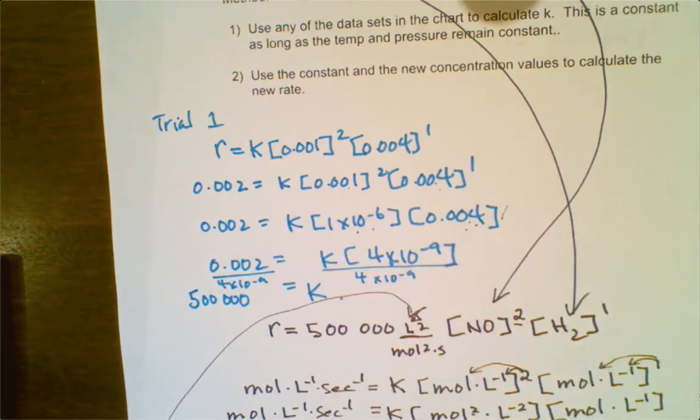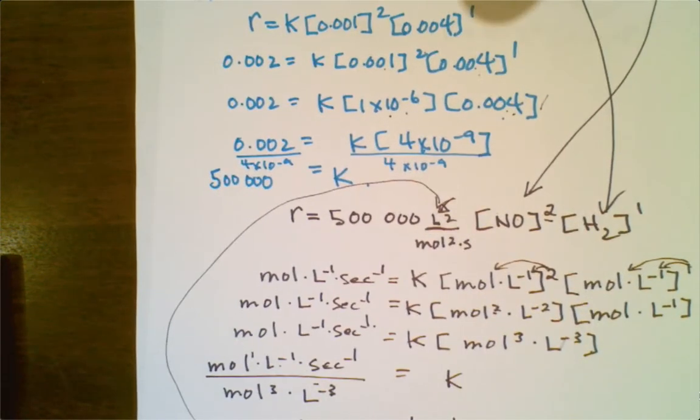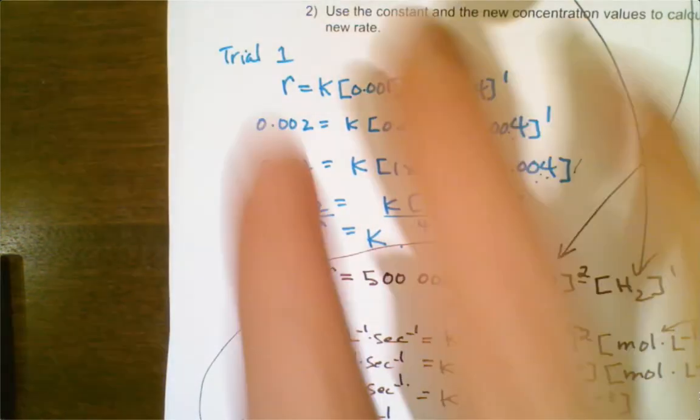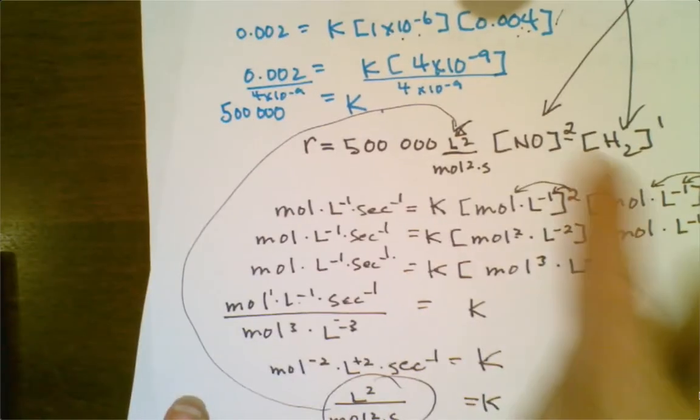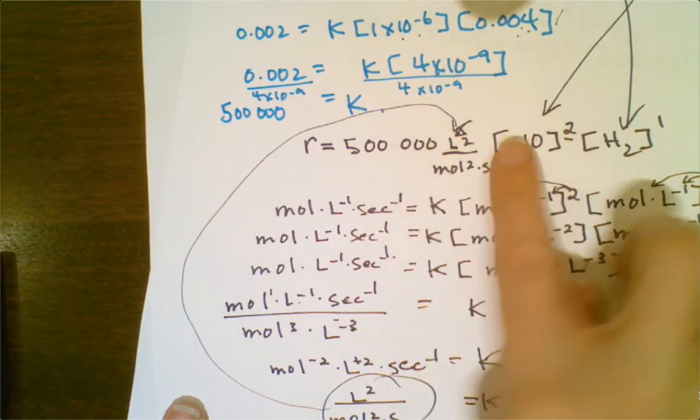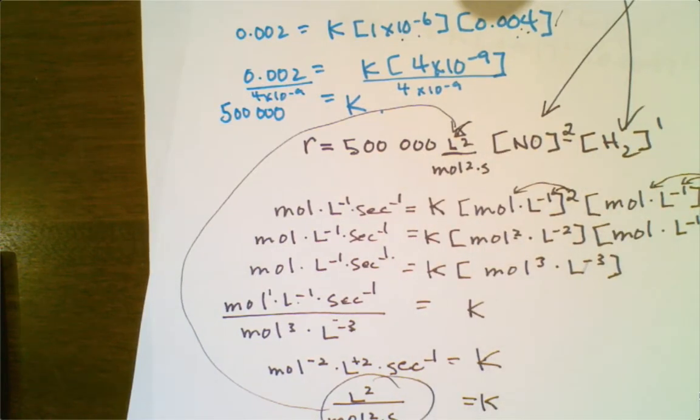So that's a lot to take in. It looks pretty mathy, but what I would do is break it down into your numerical values, solve for your k value that way, then solve for your units separately, plug it all back in, and you have your overall rate law.